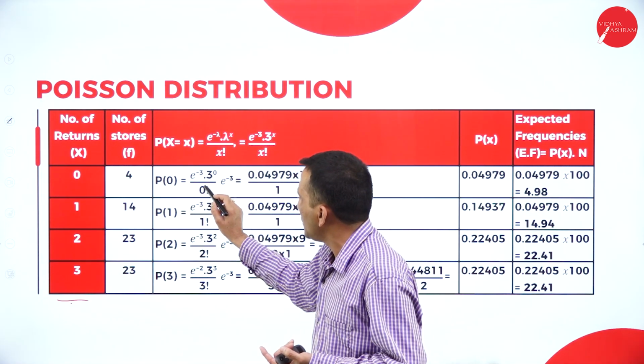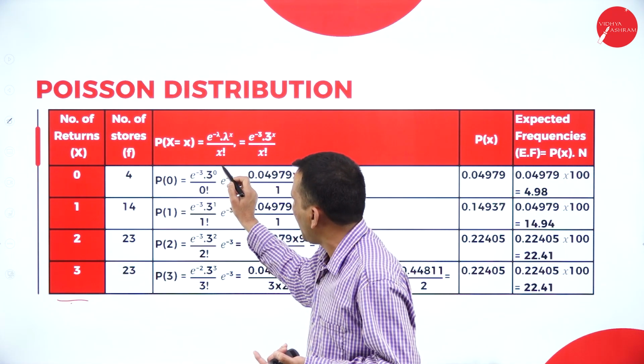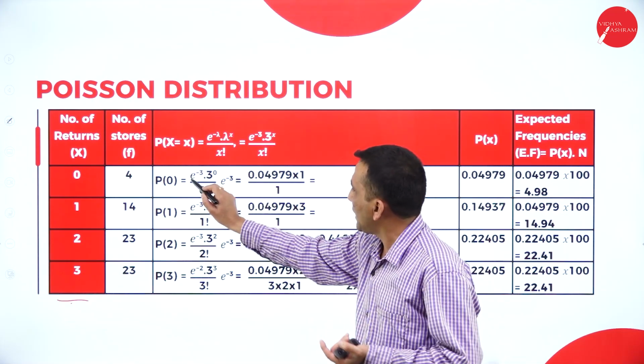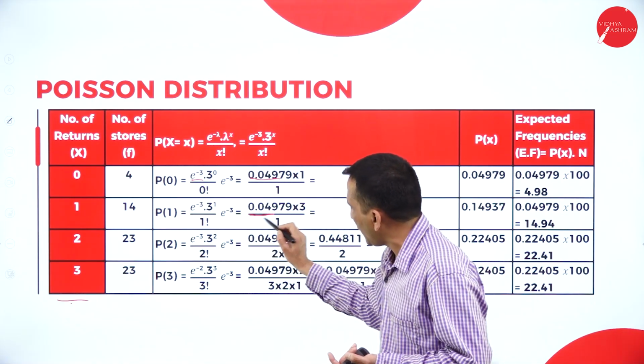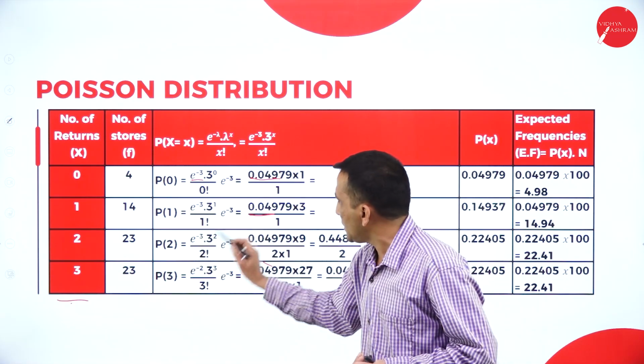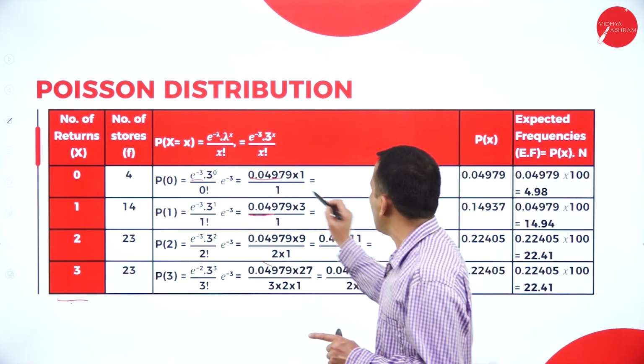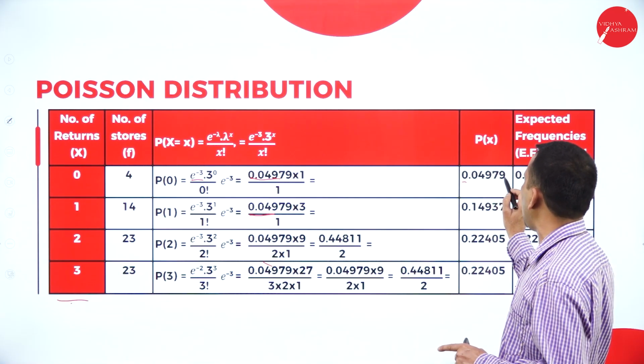So x value 0, 0 factorial. Anything to the power of 0 is always 1, so that's the constant value we can write for all the variants. The constant value won't change for anything. So the first value, if you simplify, we are getting 0.04979.